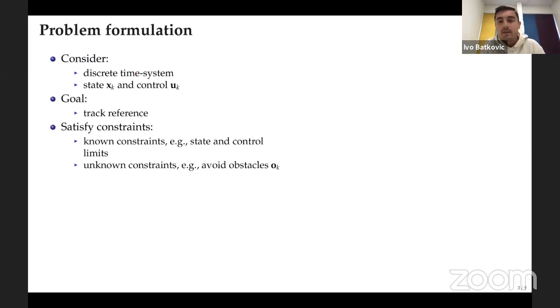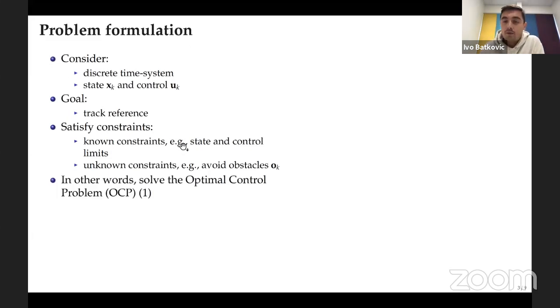And in this case, we separate constraints into known constraints, for instance, state and control limits. You don't get to accelerate too much or brake too hard. You don't get to leave the road. And the unknown constraints, which will basically be collision avoidance constraints. You don't want to collide with pedestrians, cyclists, and other cars.